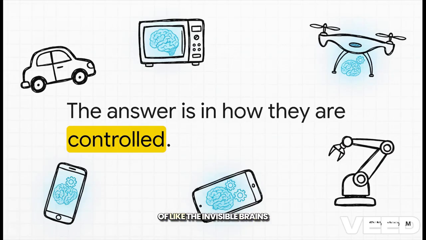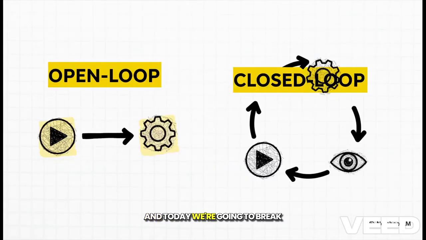These systems are kind of like the invisible brains running things behind the scenes in almost every piece of technology we use. And today, we're going to break down the two main types, open loop and closed loop. I promise, by the time we're done here, you're going to start seeing these systems absolutely everywhere. You'll finally get the simple logic that separates a basic machine from a truly smart one.